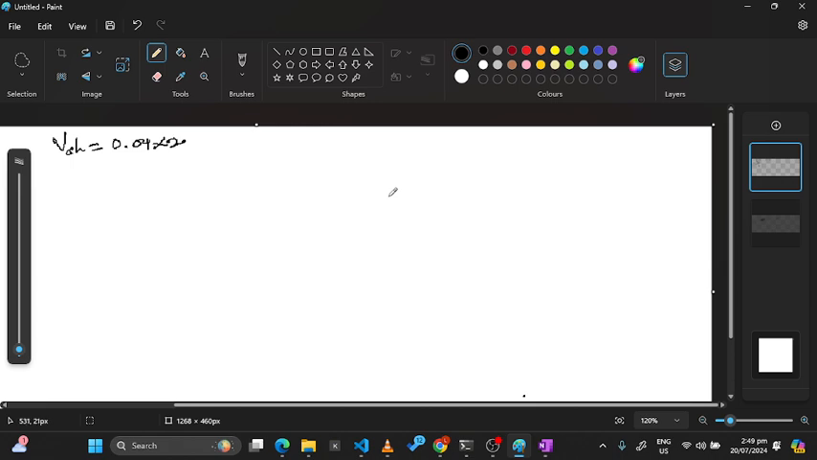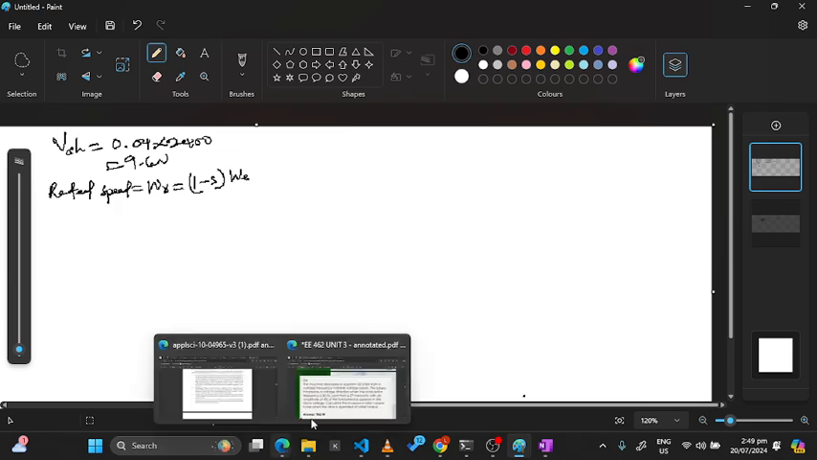So times 240 volts. Okay, this is 9.6 volts. Exactly. So the rated speed is equal to omega R. And omega R should be 1 minus S, I think, times omega E. Is that okay? We are still picking parameters from question 2.